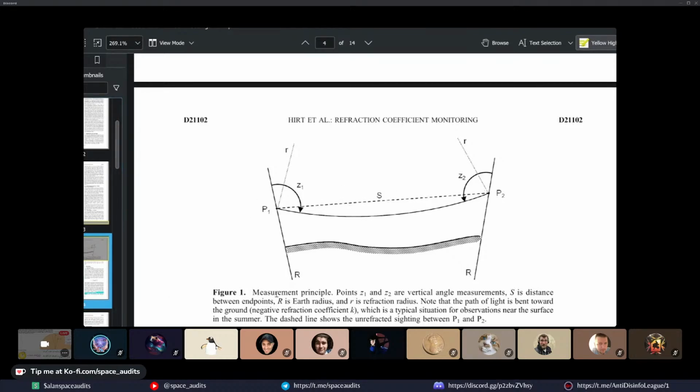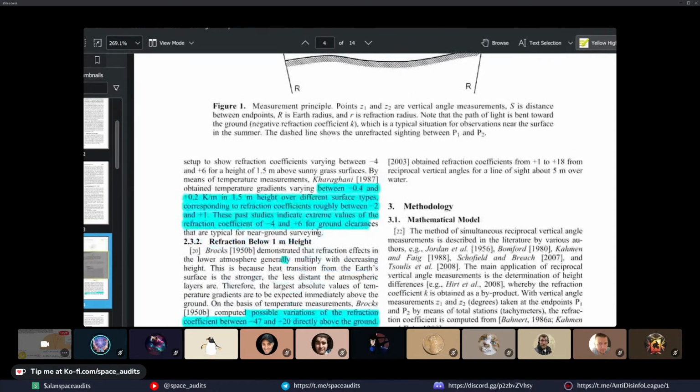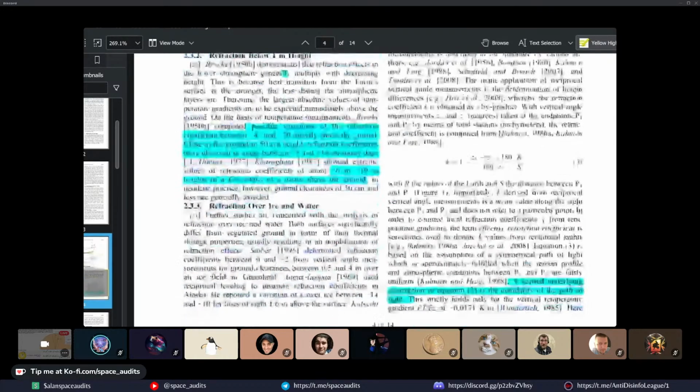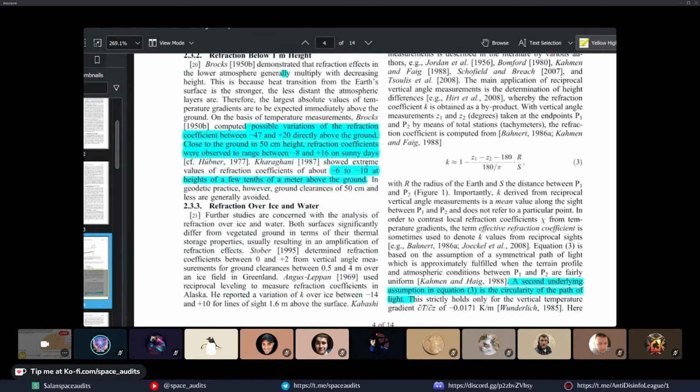So this is where the line really is, and here's where they would see it. Curved, bent between 2 endpoints with the Earth radius. And it says it's a little bit between -4 and +2 when it's 1.5 meters height. And when it looks like it's right at the ground, it's between -4 and +6. So they went through all of these. They said possible variations of -47 and +20.